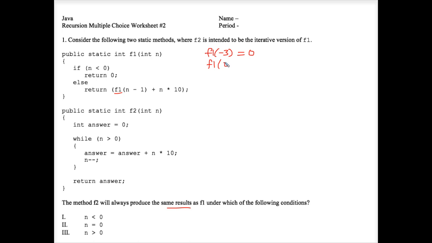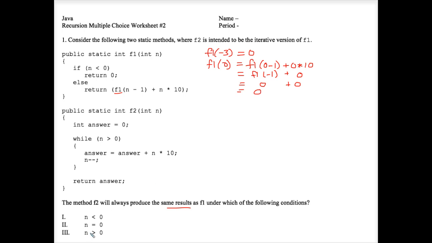Let's plug a 0 in to see what happens with this function here. The f1 of 0, well, 0 is not less than 0, so that's false. So we execute this. The f1 of 0 minus 1 plus 0 times 10. All of that simplifies to the f1 of -1 plus 0. And we have already figured out that when n is -1, it's 0. So 0 substitutes for all this. And we have 0 plus 0, which equals 0.